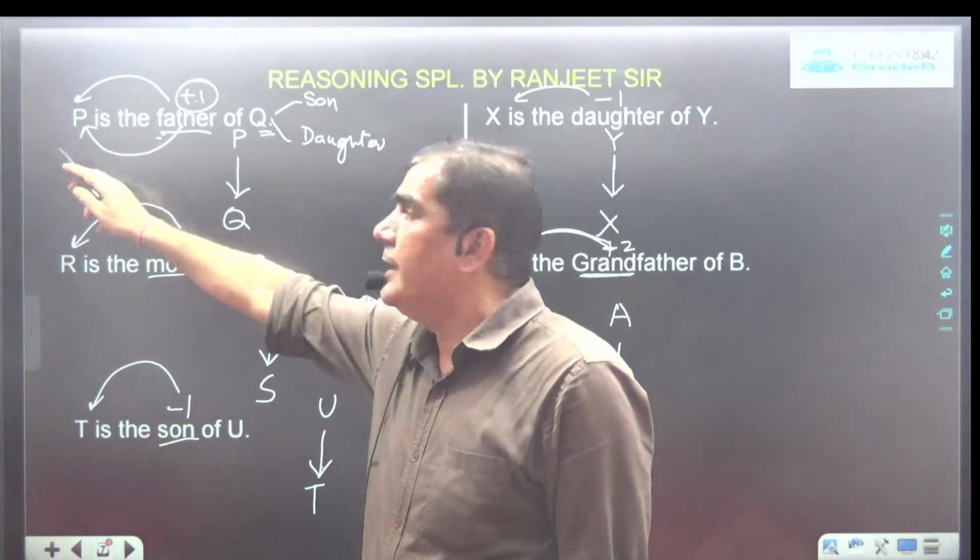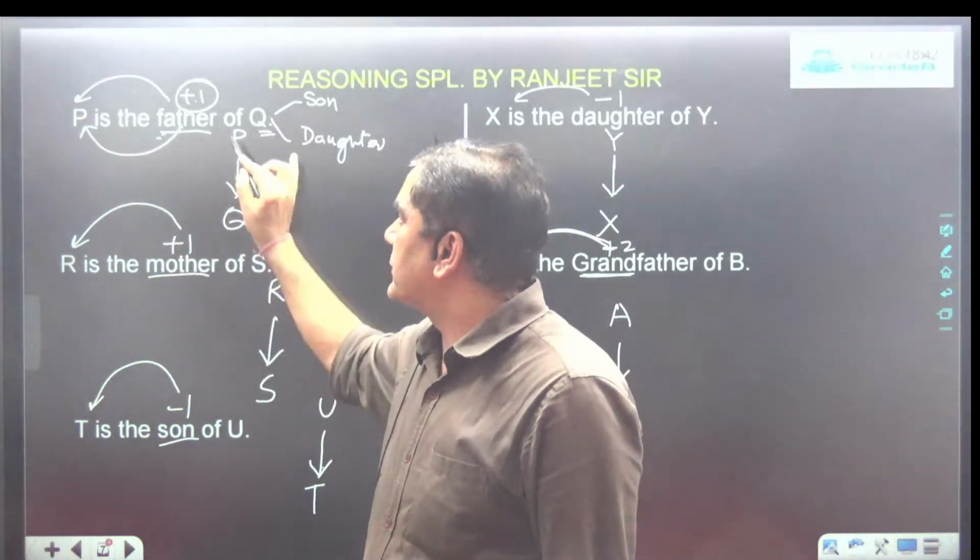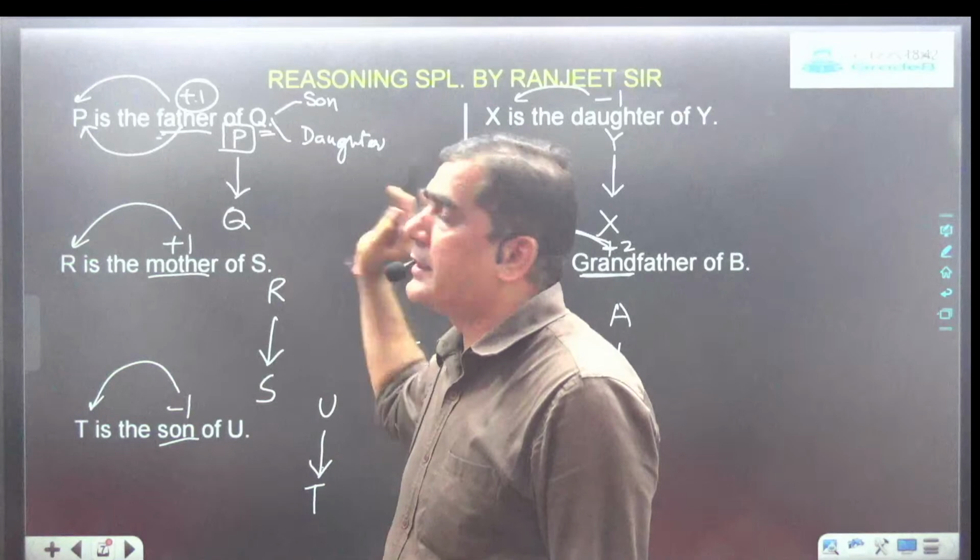Who will be the father? P. I am not sure about Q. So the complete notation will be a square over P. Q will remain as it is.